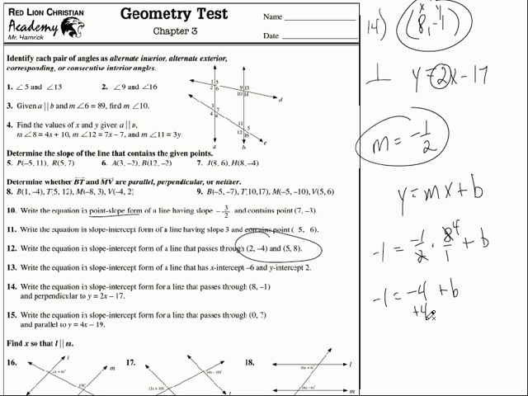Add a 4 to both sides. So what's b? b is equal to 3. Negative 1 plus 4. It's not 1 plus 4, it's negative 1 plus 4. Now I've got to put it all together. So y equals, what's my slope? Negative 1/2 x plus 3. And there it is. That's all there is to it.